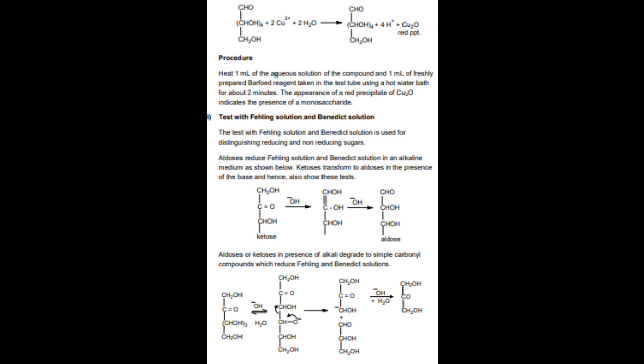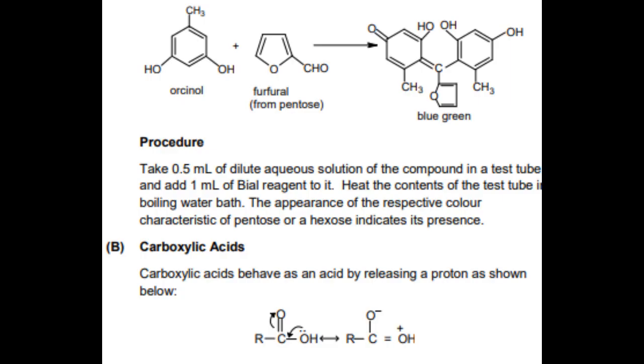Procedure. Take 0.5 ml of dilute aqueous solution of the compound in a test tube and add 1 ml of Bial's reagent to it. Heat the contents of the test tube in a boiling water bath. The appearance of the respective color, characteristic of a pentose or a hexose, indicates its presence.